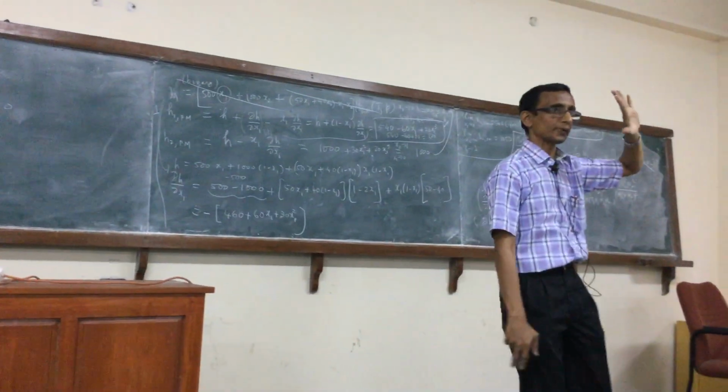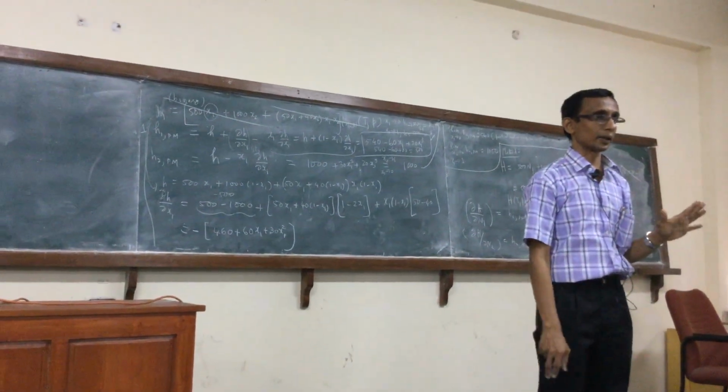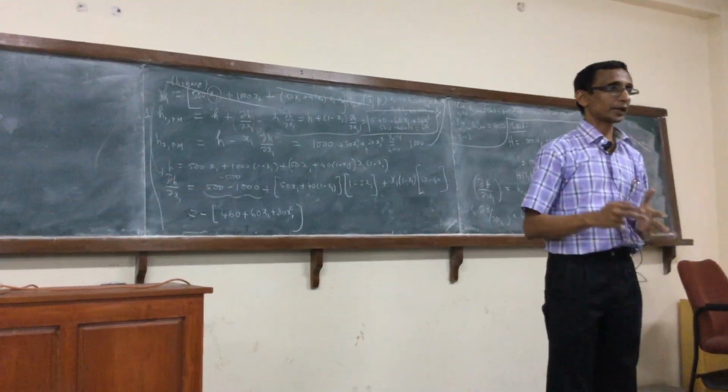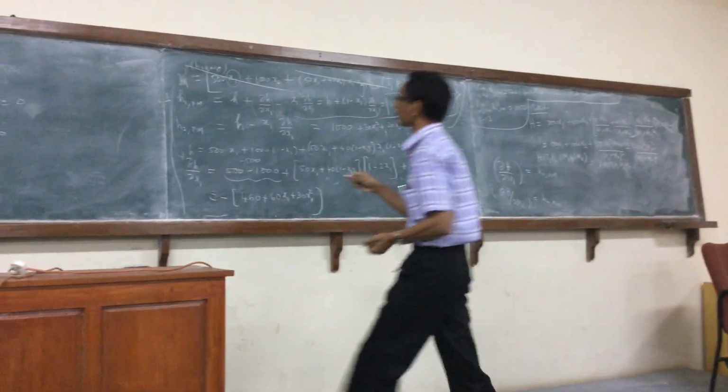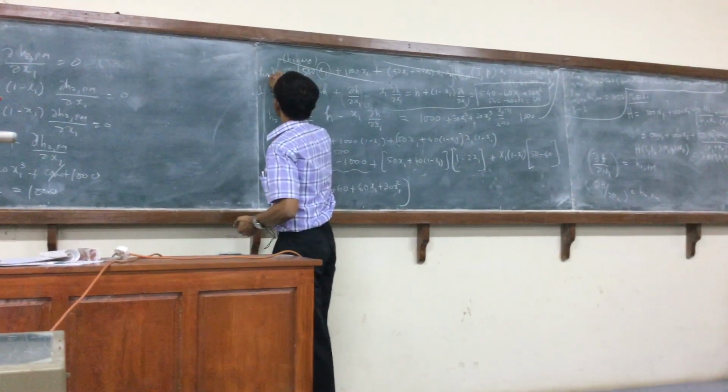Yeah, H is the mixture. So it should also represent the pure component properties in the limit. That it should accurately represent. So I am taking the limit. This is H mix.